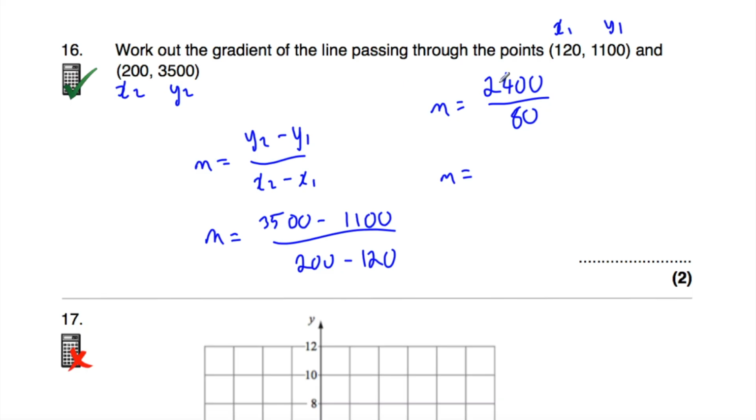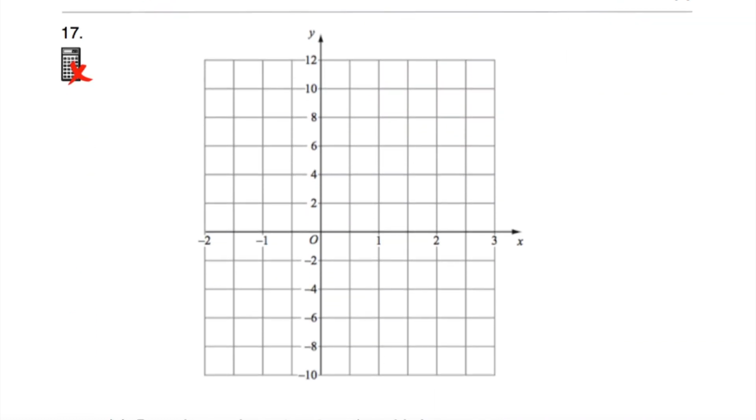Now it's a calculator question, so you can just type this into the calculator and work it out, and you'll get an answer of 30. So the answer is 30, and that's it. The gradient of the line would be 30. So that means that the gradient of the line that passes through the points 120, 1100 and 200, 3500 would be 30, and that's it. Okay, let's look at our next question, question number 17.